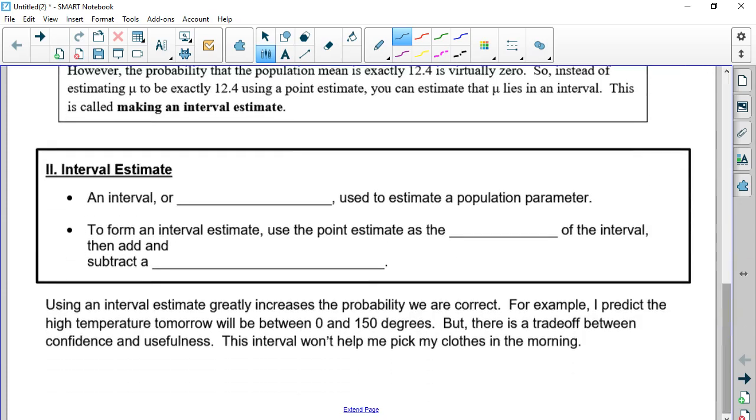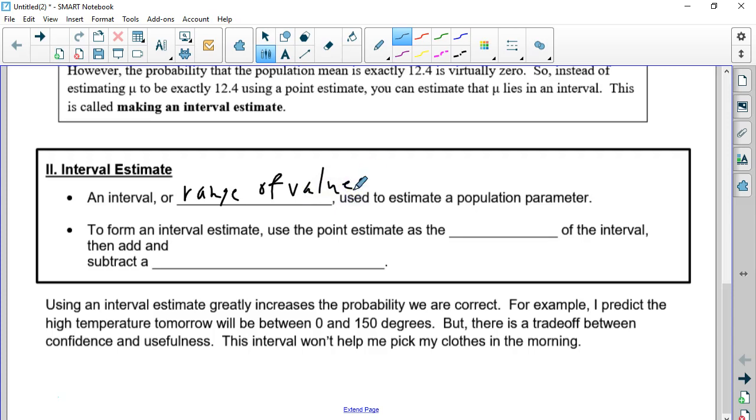You hear this a lot when you hear about the popularity of a politician or the polls going into the election. They'll say, 75% of the people, give or take, or within 2%, are voting for this person. So 75% is the average, but give or take 2% means you're talking about between 73 and 77. That's an interval. So an interval is also a range of values used to estimate a population parameter.